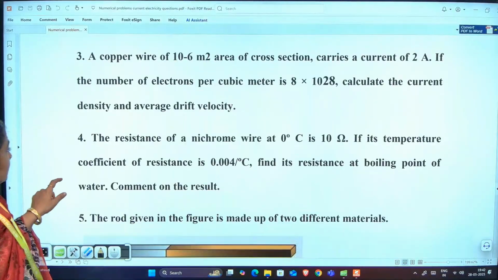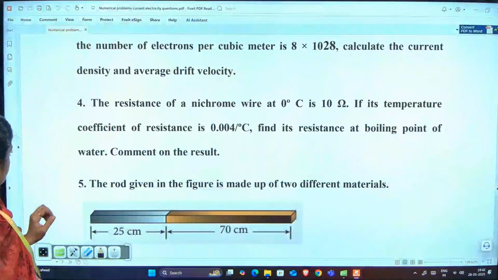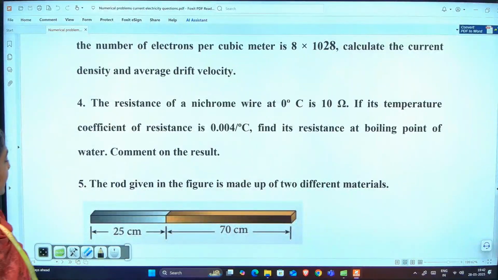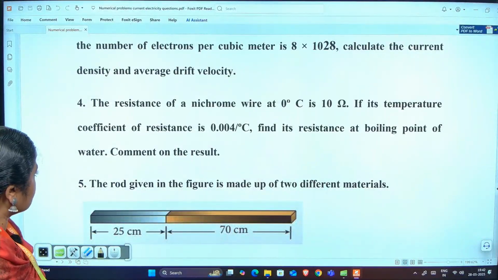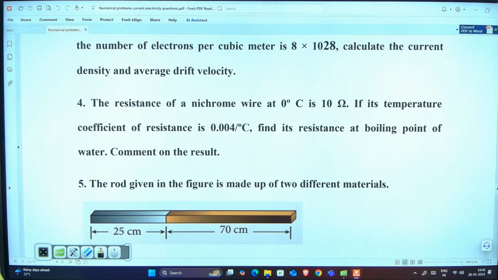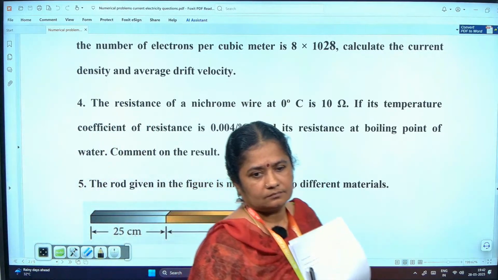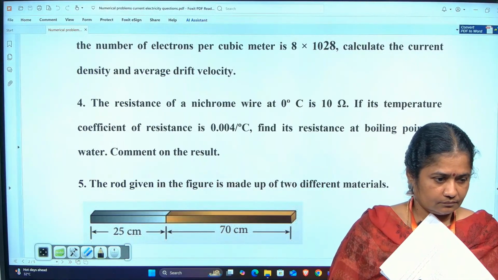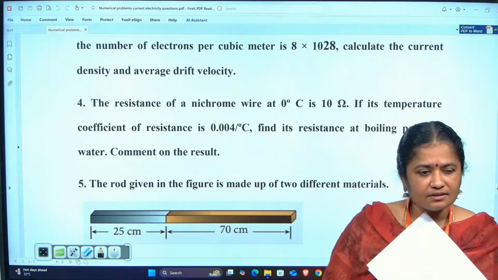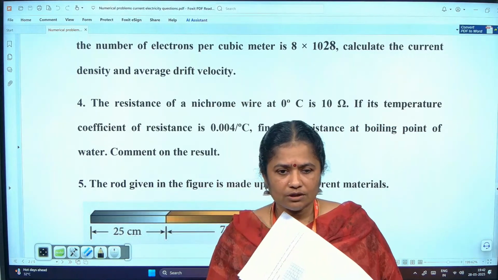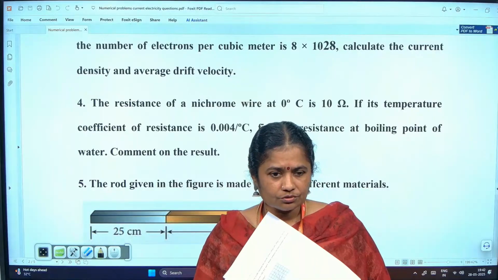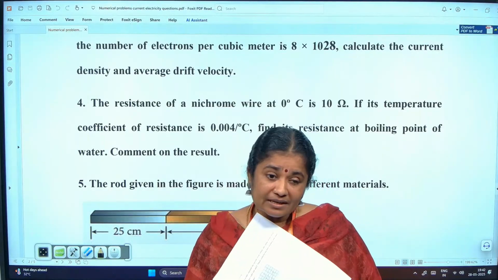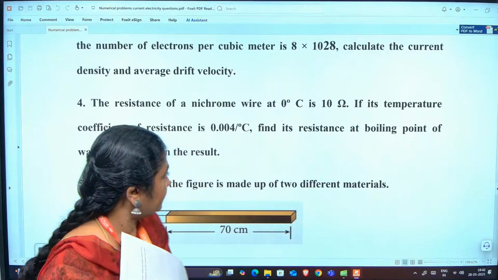Now the fourth question. The resistance of a nichrome wire at 0 degrees Celsius is 10 ohms if its temperature coefficient of resistance. Now they have given R naught. What is the formula? When alpha is given, what is the resistance at a higher temperature? RT is equal to R naught into bracket 1 plus alpha into T.